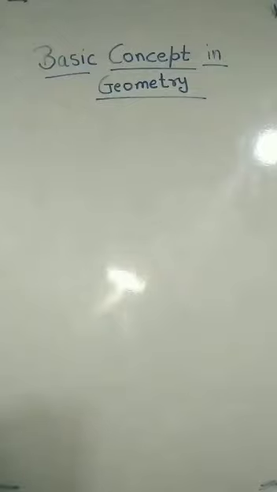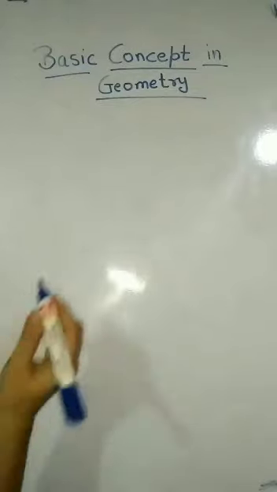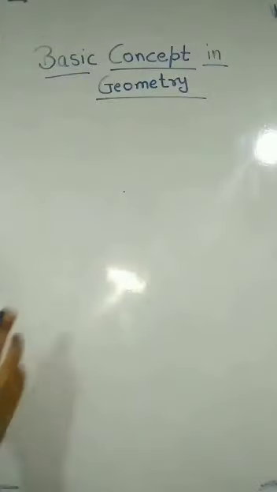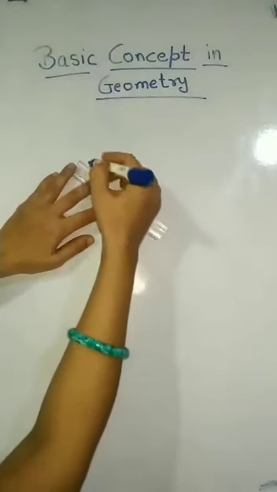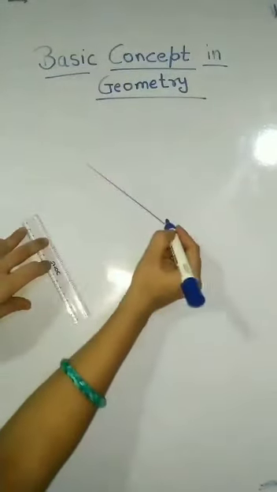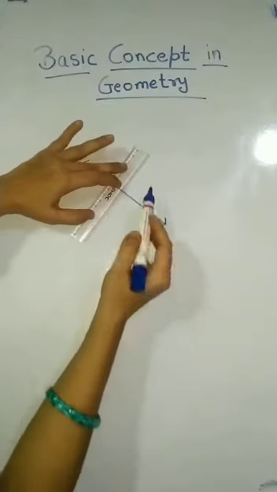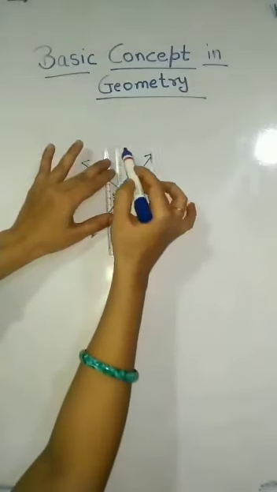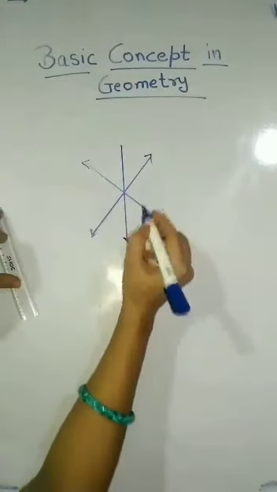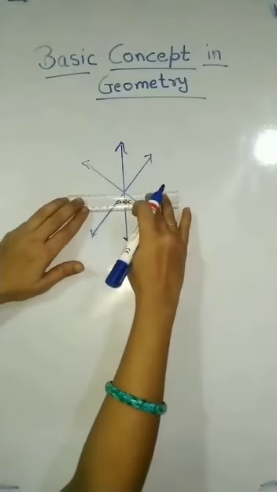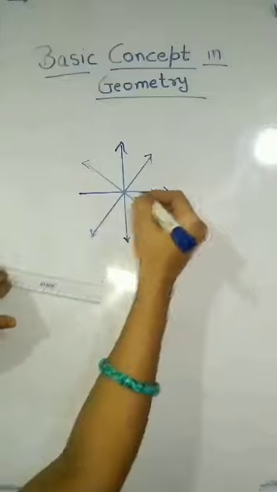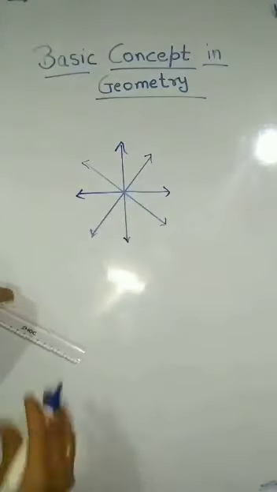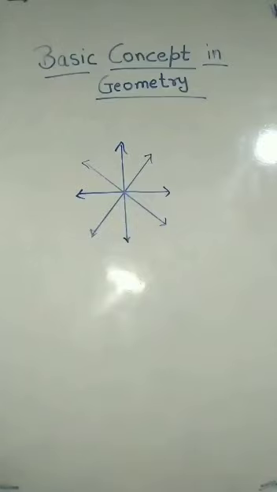An infinite number of lines can be drawn through one point. Means if this is a point, then through this point we can draw infinite lines. See, this is one line. Here I am drawing one line. Here we will draw the next line. We will draw the third line. Like that we can draw an infinite number of lines. Now this is called an infinite number of lines can be drawn through one point.